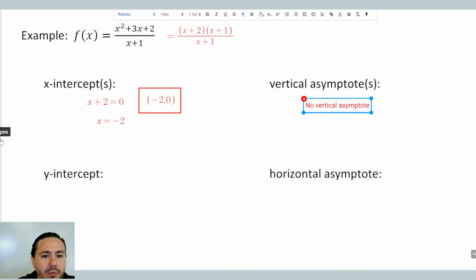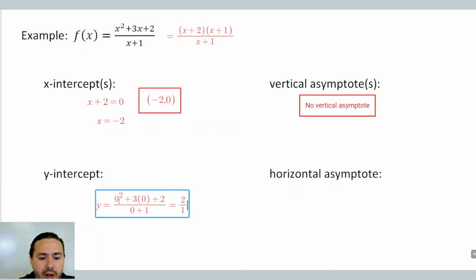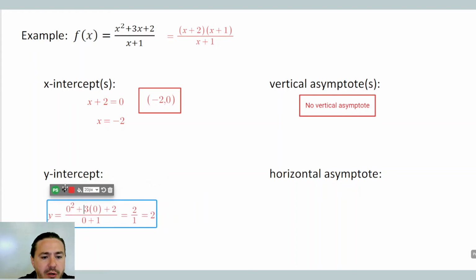The y-intercept will be the value of the function when I plug in 0 into the equation. So the y-intercept is going to be 0 squared plus 3 times 0 plus 2, over 1. Again, you can really just look at the constants here, the 2 over 1, because everything else is going to be 0. So this is just going to be 2 over 1, which is just 2. So my y-intercept is going to be at 0, 2.